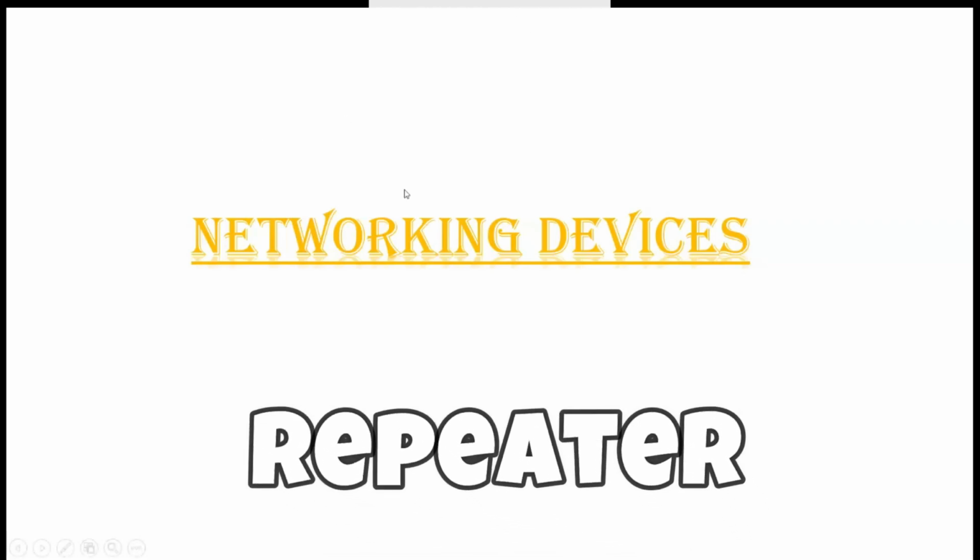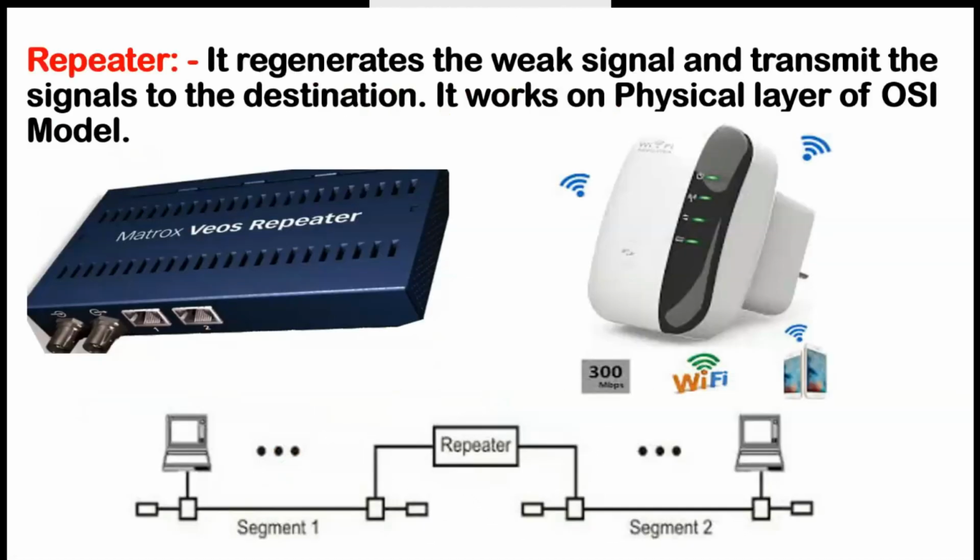Okay, now see the next topic, that is networking devices. Okay, now the next device is repeater. So repeater means what? It regenerates the weak signal and transmits the signal to the destination. As we discussed, every network cable has a segment length, and you can only send the data within that segment length. And if you want to send the data more than that segment length, you need one device, that is repeater.